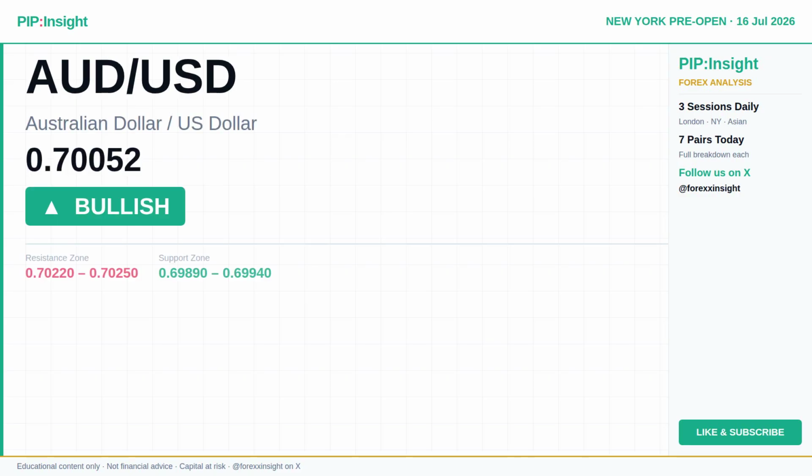Aussie dollar. The chart is showing bullish structure on this session. The 4-hour trend is to the upside. Resistance is marked between 0.7022 and 0.7025. Support is marked between 0.6989 and 0.6994. Here is the full chart breakdown.